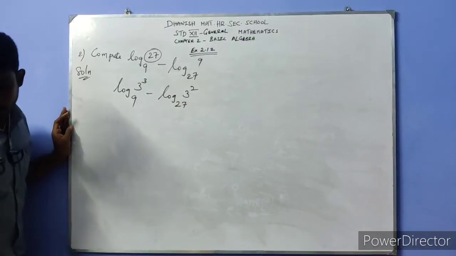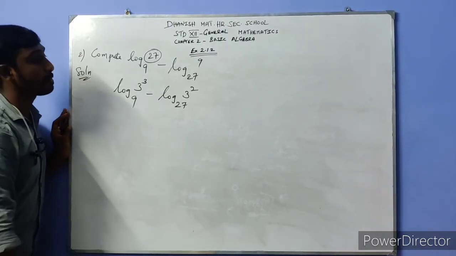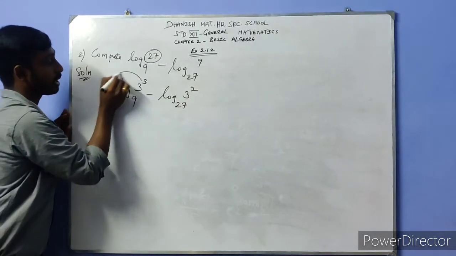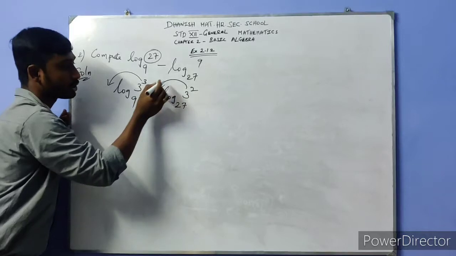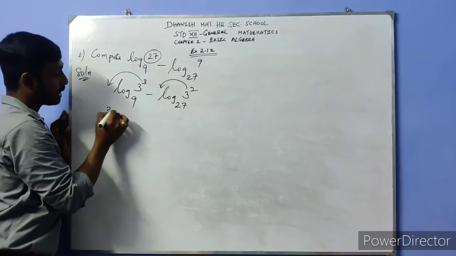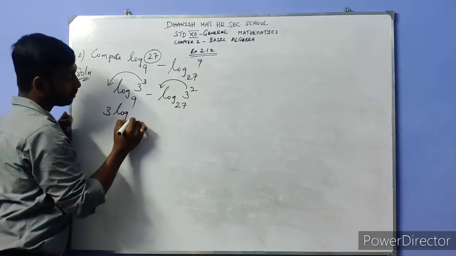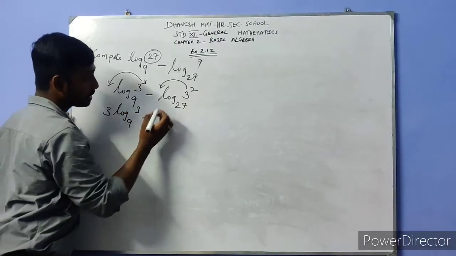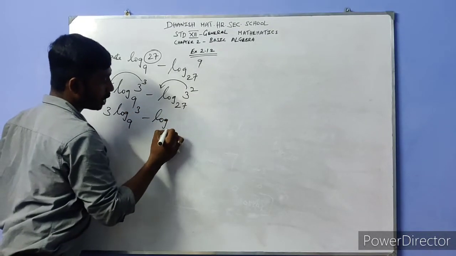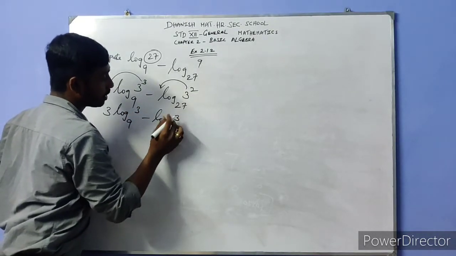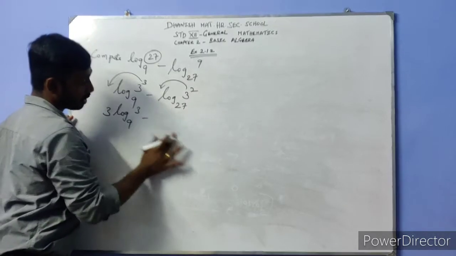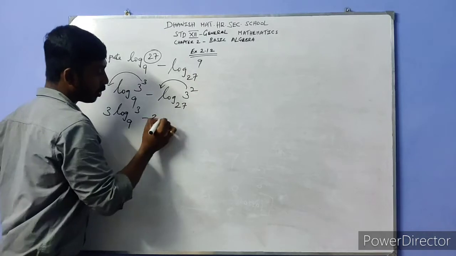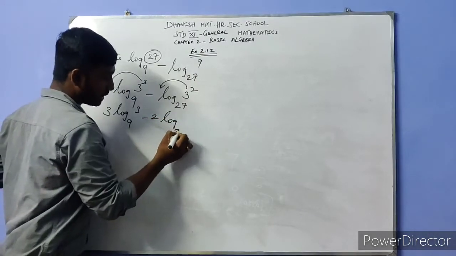Sorry, now we are going to use the power rule method. So what is the power here? This power will go behind the log. This power also goes behind the log. Let's see here: 3 log 9 power 3 minus log 27 power 3. Since the power goes behind the log, it becomes 2 log 27.